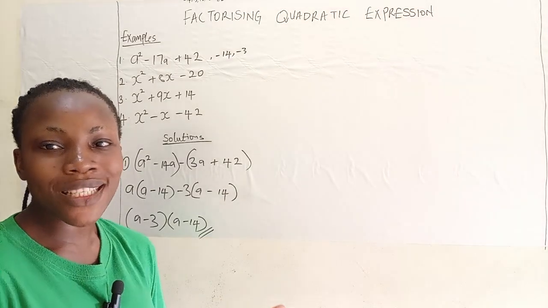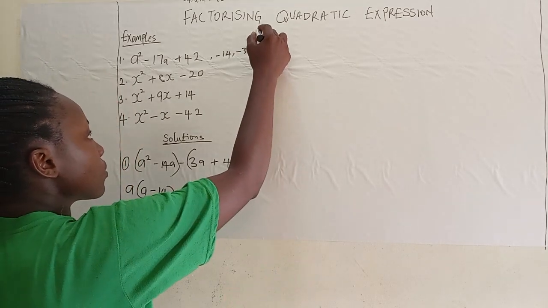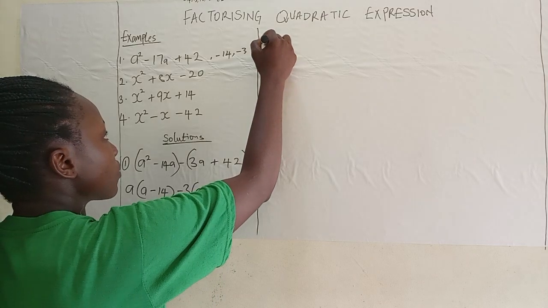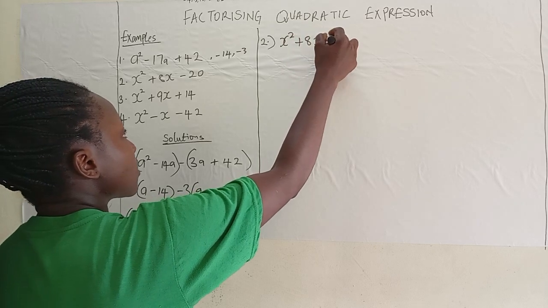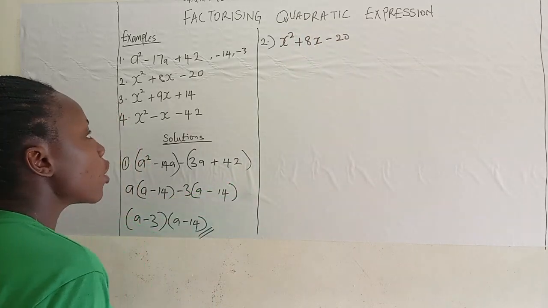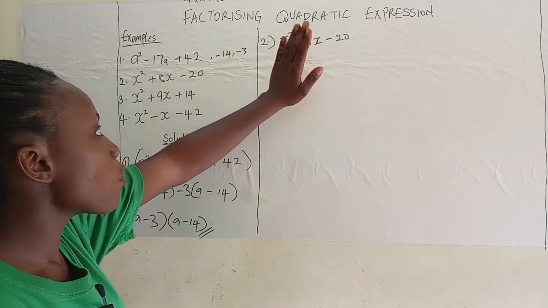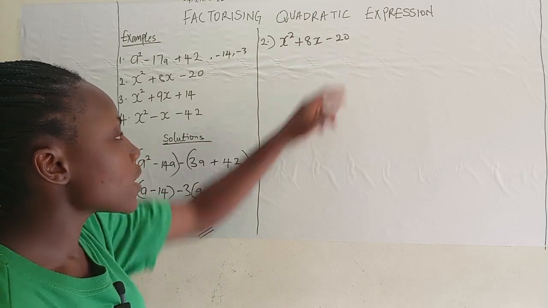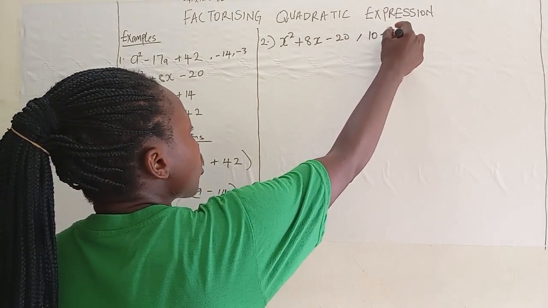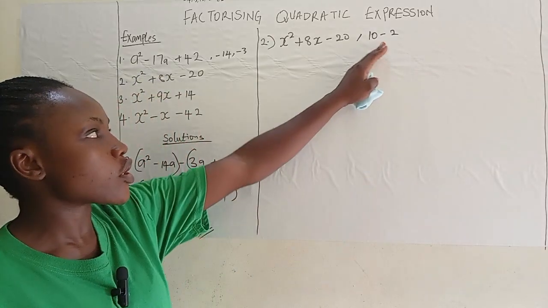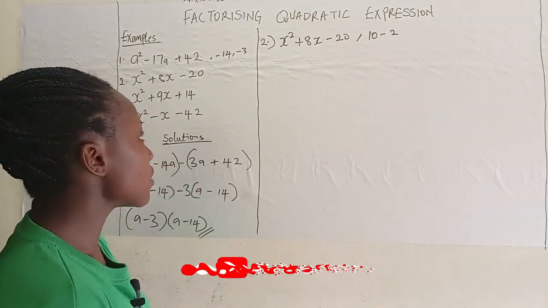We are going to repeat the same thing on number 2. Number 2, we have s squared plus 8s minus 20. The factors that once you add them together give us 8, and once we multiply them together give us minus 20. The numbers are 10 and minus 2. If you add these two together, it gives us 8, and if you multiply them together, it gives us minus 20.